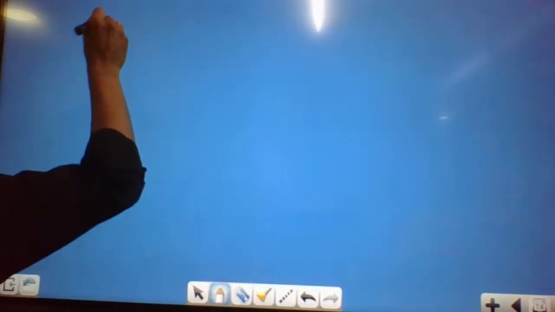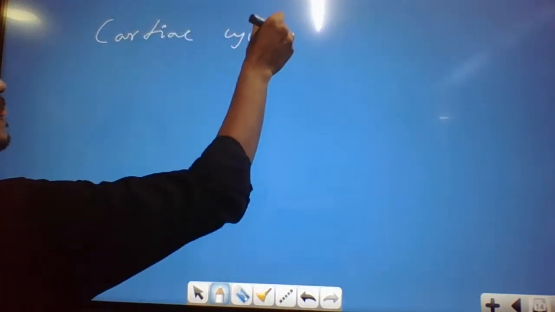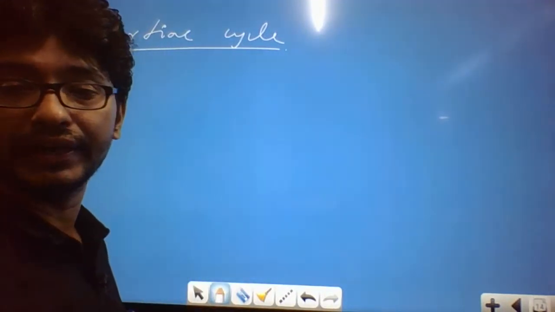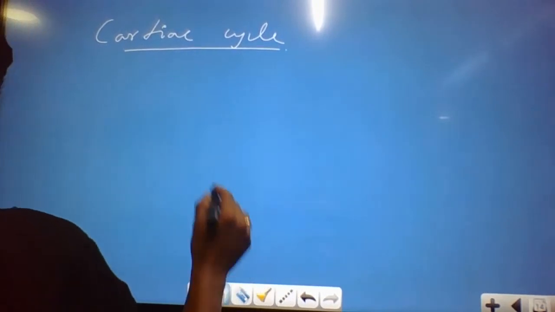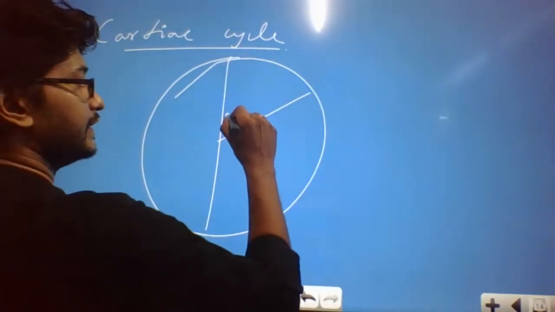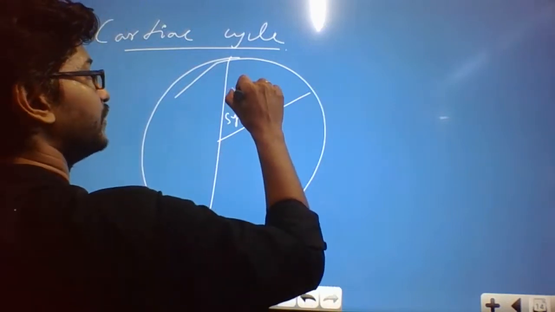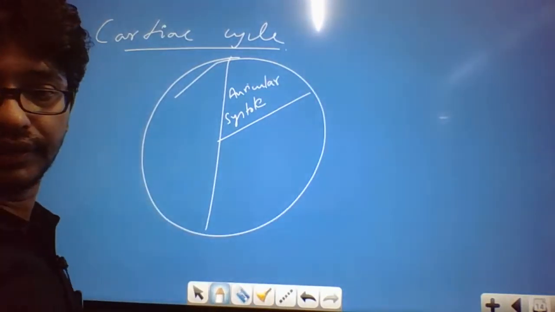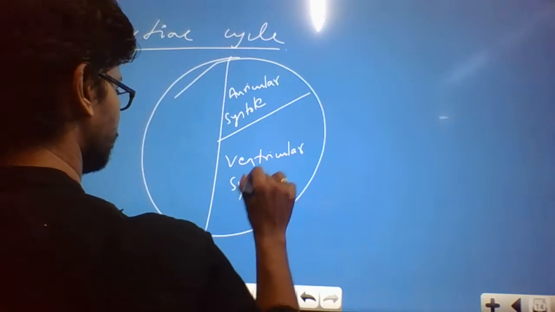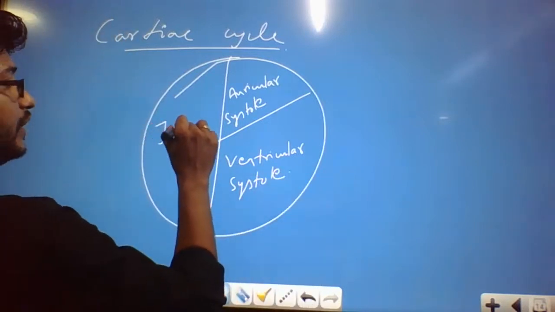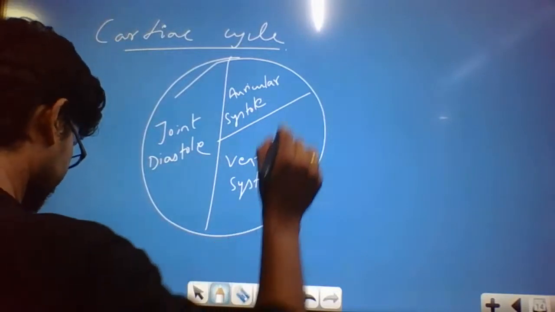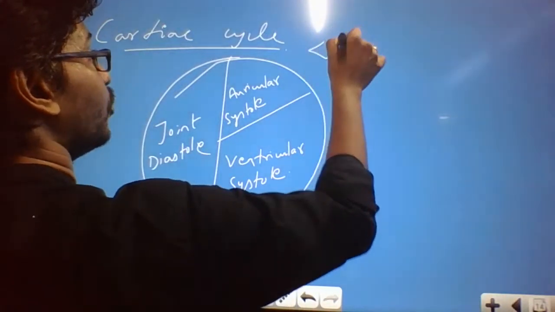The next part is the cardiac cycle. As far as the cardiac cycle is concerned, we should remember only the systolic and diastolic phases. When you talk about systolic and diastolic, you make out the timings of the cardiac cycle. So we have auricular systole, and then we have ventricular systole, and this phase we call the joint diastole. One cardiac cycle takes less than 1 second.